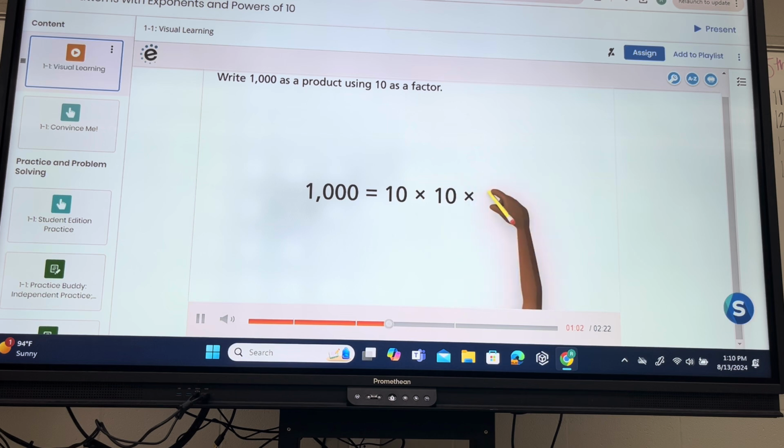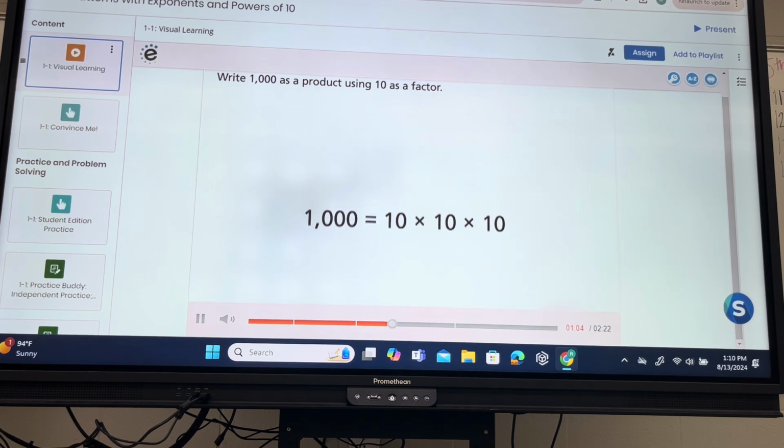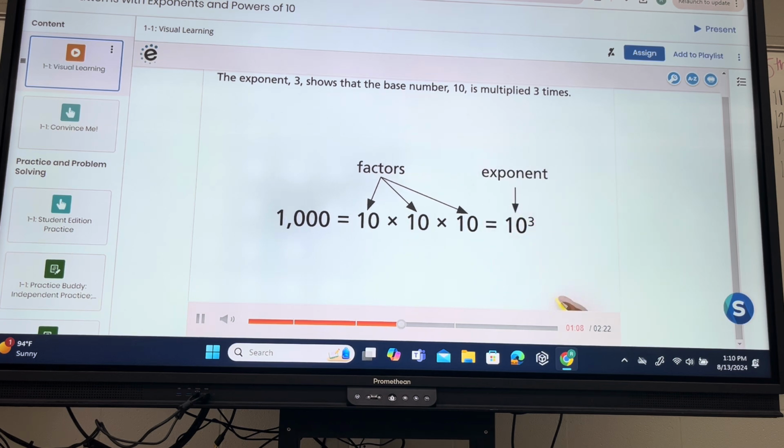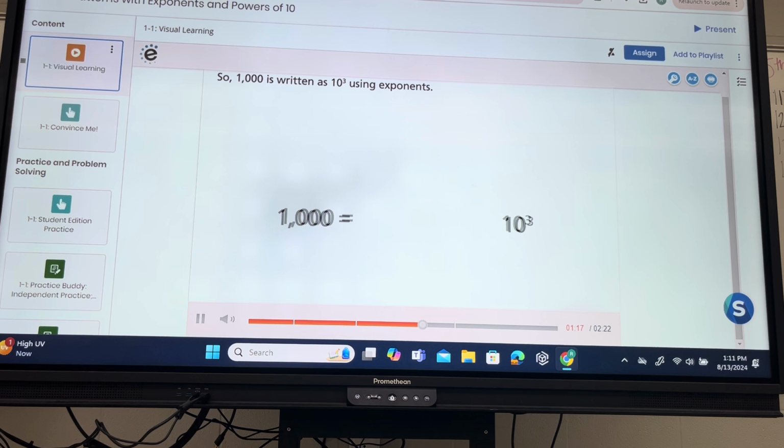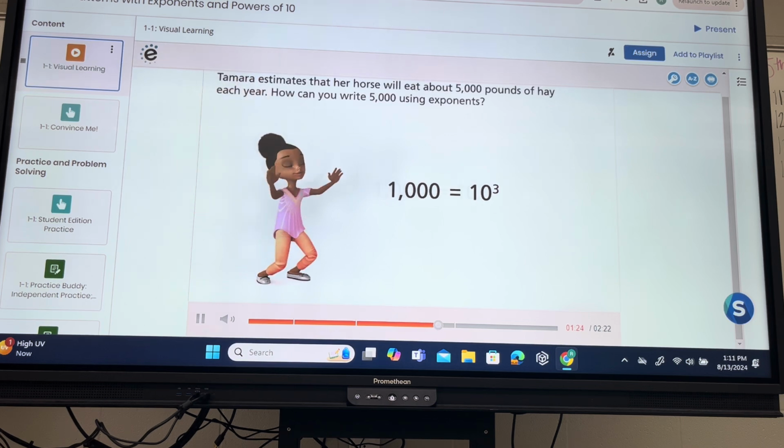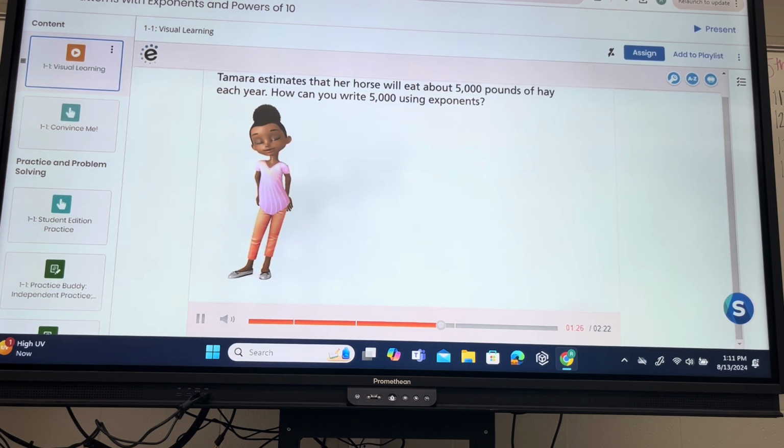Write 1,000 as a product using 10 as a factor. The exponent, 3, shows that the base number, 10, is multiplied 3 times. So 1,000 is written as 10 to the third power using exponents. Tamara estimates that her horse will eat about 5,000 pounds of hay each year. How can you write 5,000 using exponents?